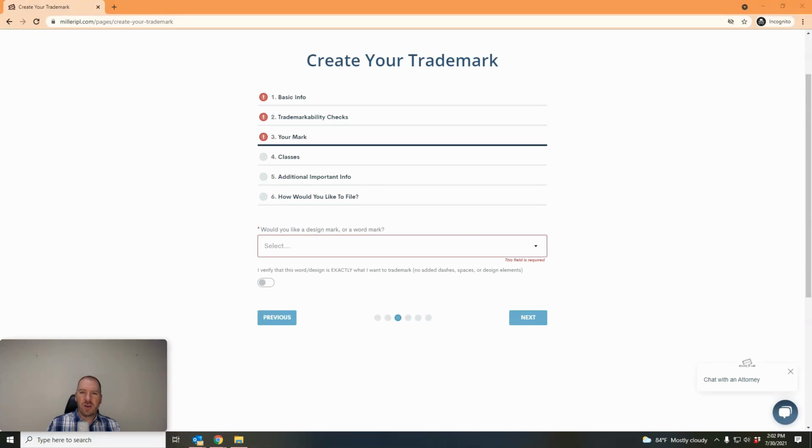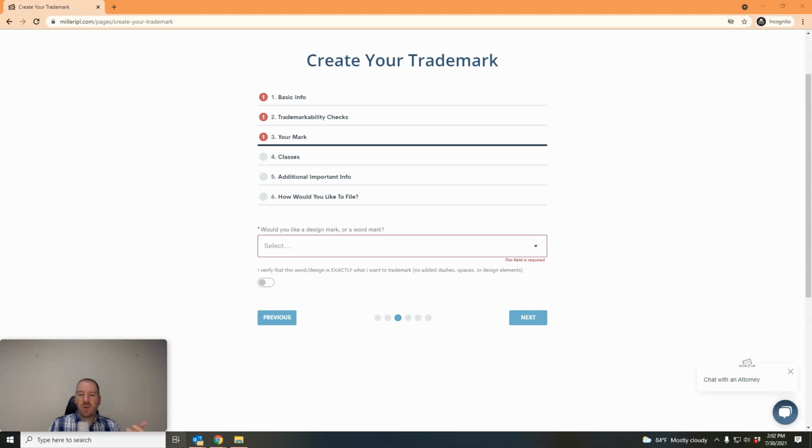On the other hand, if you're going to have a really iconic, cool looking logo, and that's what you want people to associate with your brand when they see you, then you're going to want to protect the design. If you have both, a really cool logo you're going to use a lot and a good word you're going to use a lot, then you want to protect both of them. So select which one you want to protect once you provide that information.